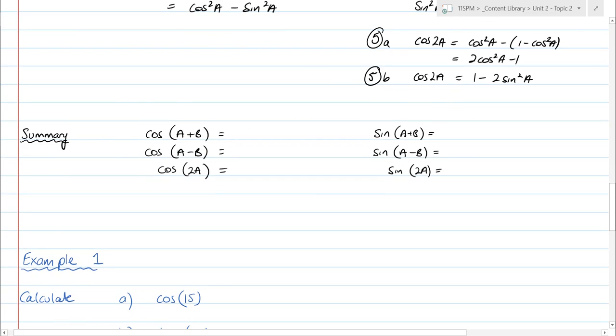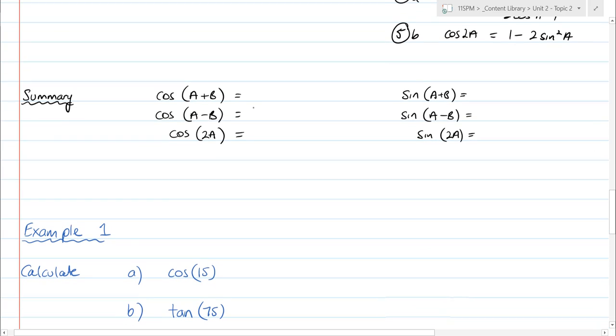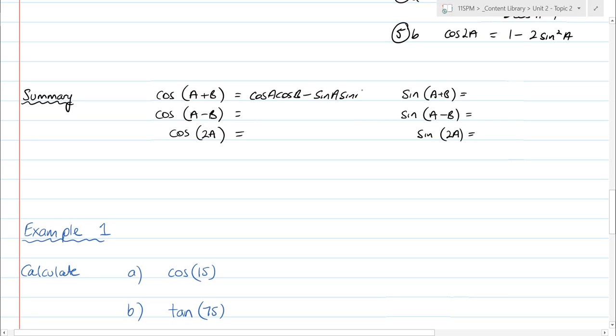So here's my summary, and if you want to copy stuff down, this is the one. Cos of A plus B is equal to cos A cos B minus sine A sine B. Cos of A minus B is cos A cos B plus sine A sine B. And cos 2A is equal to cos squared A minus sine squared A, and those other two variants, 5A and 5B.